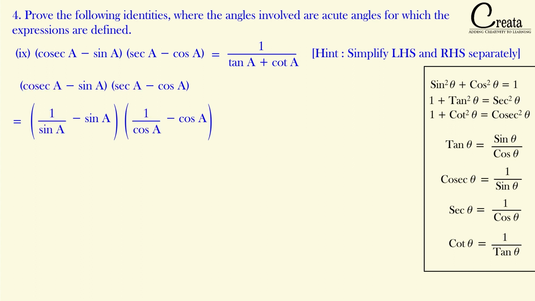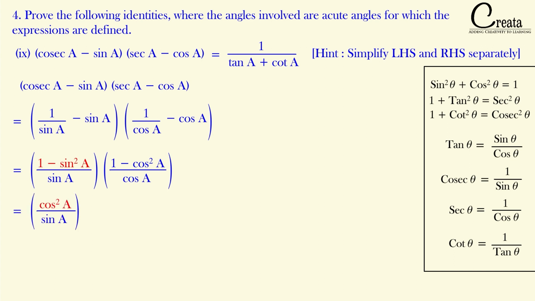Let's solve it. Let's take sin A as the LCM and also cos A as the LCM. We got (1 minus sin square A) upon sin A into (1 minus cos square A) upon cos A. And by looking at the expression and as per the previous experience that you have got, we know 1 minus sin square A is equal to cos square A, and 1 minus cos square A is equal to sin square A. What we have done, we have simply applied the first trigonometric identity equation, which is sin square A plus cos square A is equal to 1.